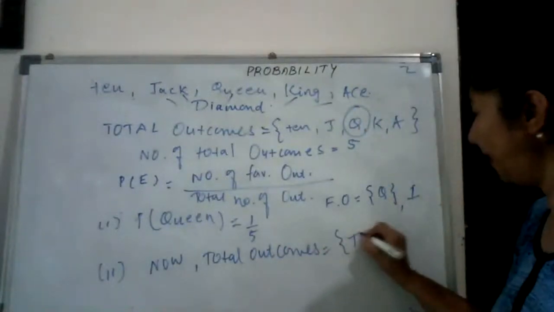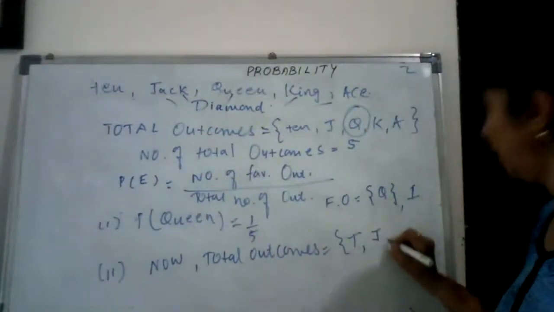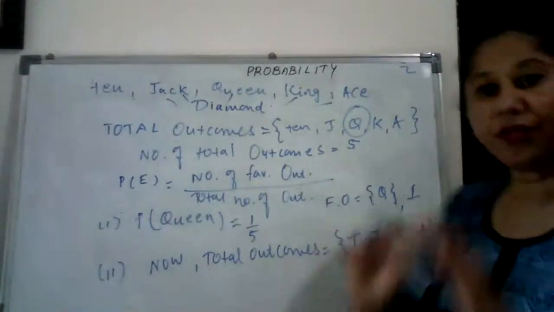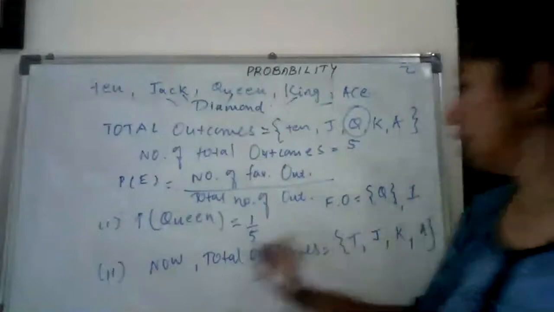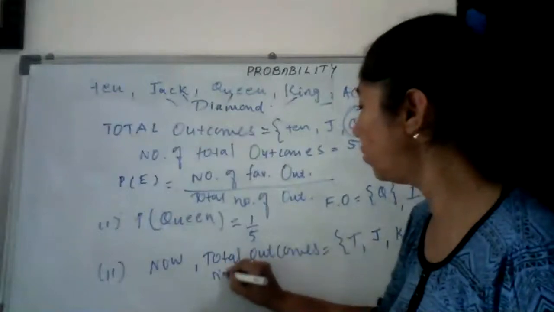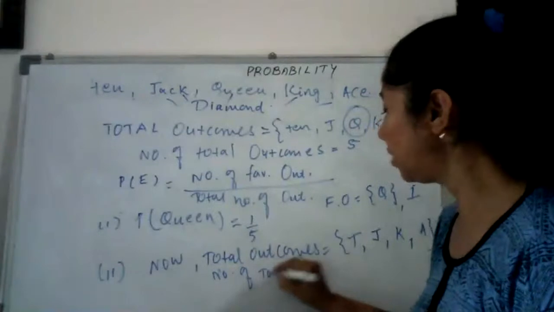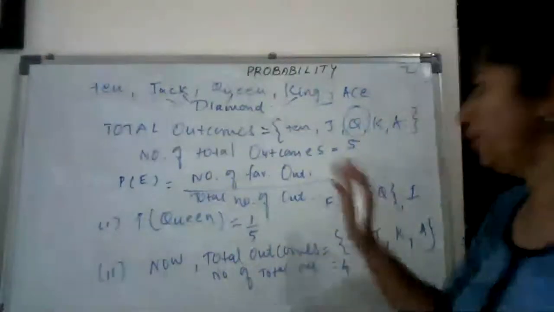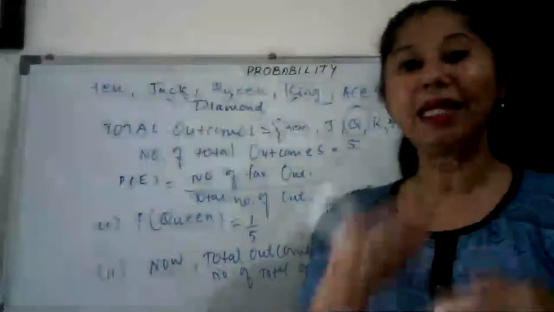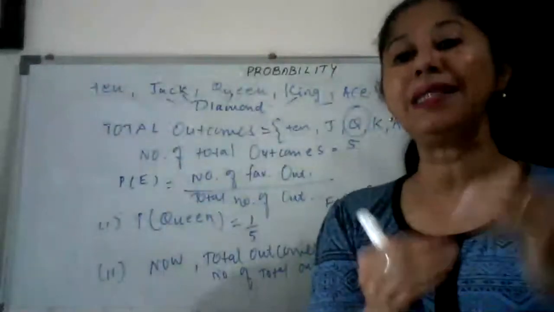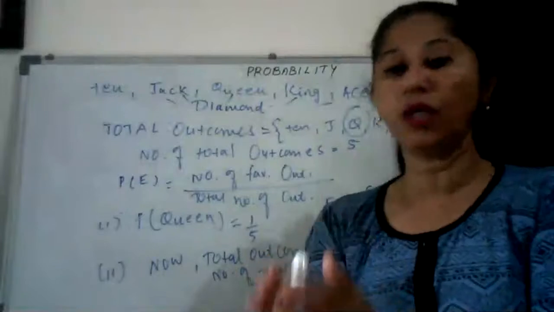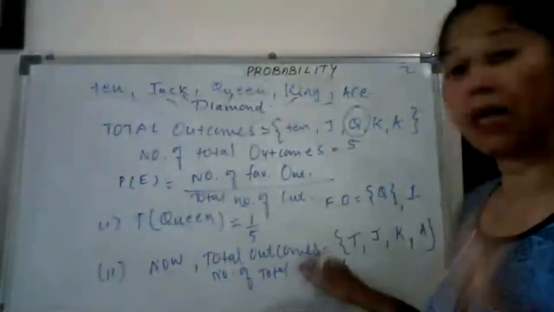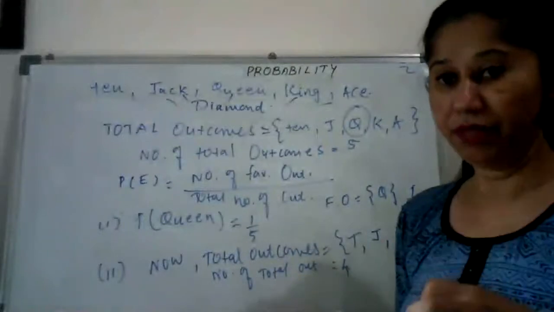So here we have the 10, we have the Jack, we have the King, and we have the Ace. So now we are left with only 4 cards, isn't it? So the number of total outcomes will be 4. Please pay attention over here, this is different comparatively. You know how to do the sum, but they give you the sub part and say that we got the Queen, the Diamond Queen, and they removed it. So now the number of outcomes becomes 4. Be very clear about it.